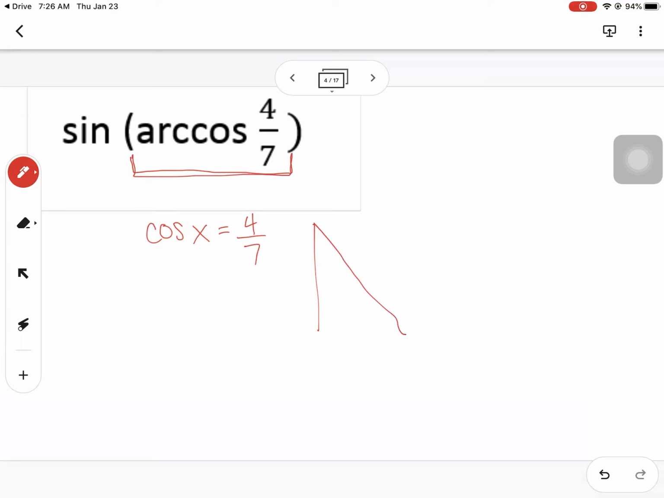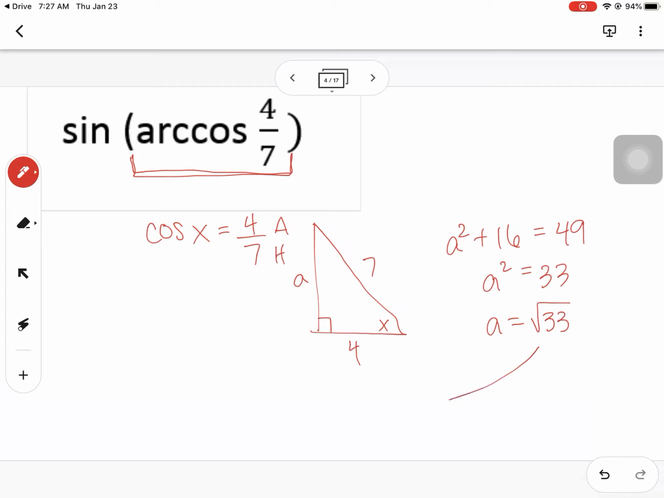So what we did in previous classes is we drew that triangle. I'm going to put my x in one of the angles. That's my angle that I'm talking about up in the problem. And then I know this 4 is adjacent, and the 7 is the hypotenuse. And now I can go over and solve for this height using the Pythagorean theorem. So we know, I'll let this be a, a squared plus 16 equals 49. When you subtract it over, a squared equals 33. And so my a is just the square root of 33.